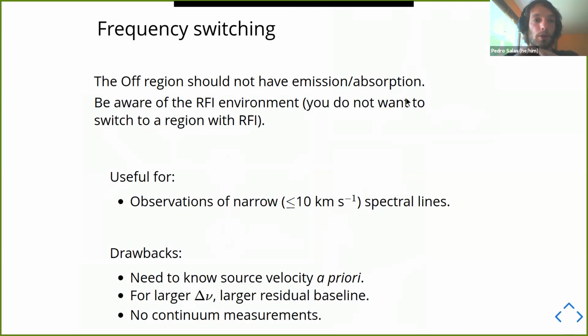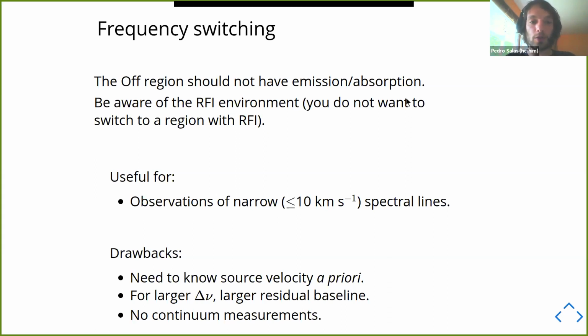Some of the comments about this: the off region, so where you're moving your spectra and how much you're shifting it, should be such that there is no emission where you're using as reference. So, for example, if you have too many lines together, you might move the line you're interested in, but another line might come on top of it. So you would subtract that while doing the referencing. And it's also very important to be aware of the RFI conditions. So you don't want to switch the frequency so that you bring RFI into the band.